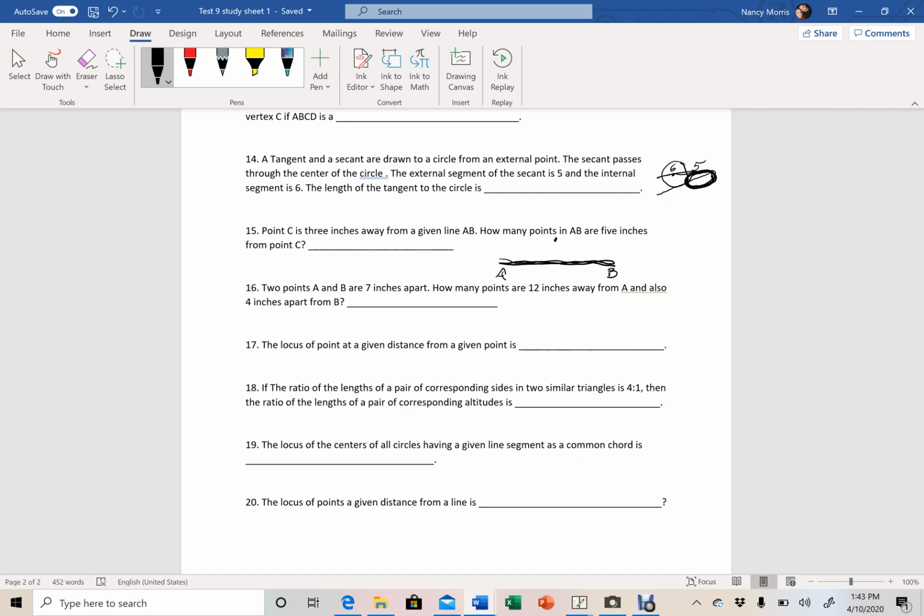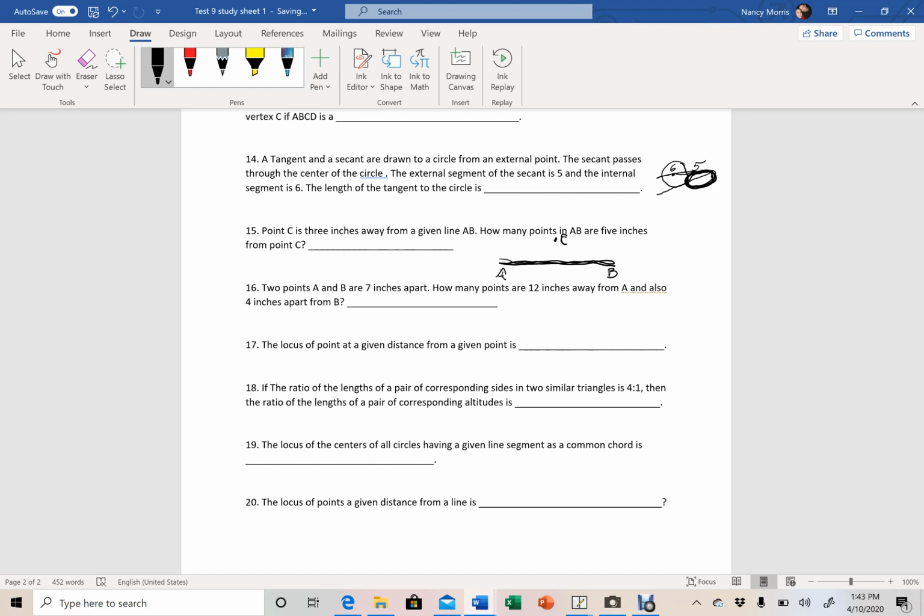Okay, so if this is point C, okay, point C is 3 inches away. And then from the given line AB, how many points in AB, which is here, okay, how many points are 5 inches away from point C?